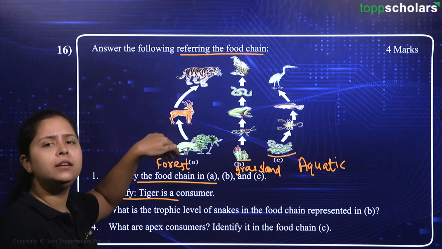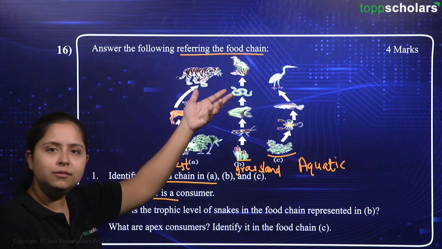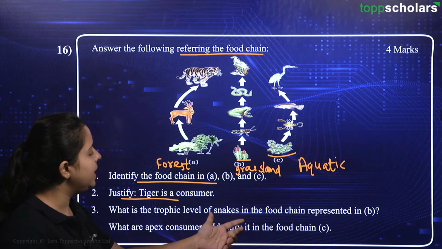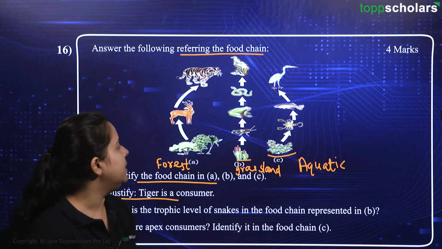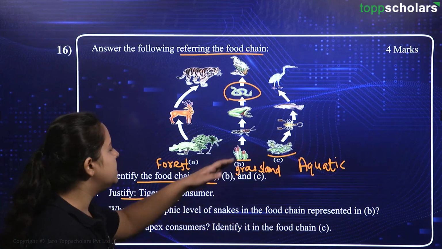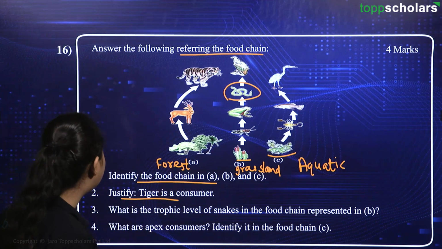It is eating it. It is not producing its own food. So it is definitely not a producer. Hence, it is a consumer. Then, what is the trophic level of snakes in the food chain represented in B? This snake's trophic level is being asked to you. This is first, second, third, fourth. Alright, good to go with the third part as well.